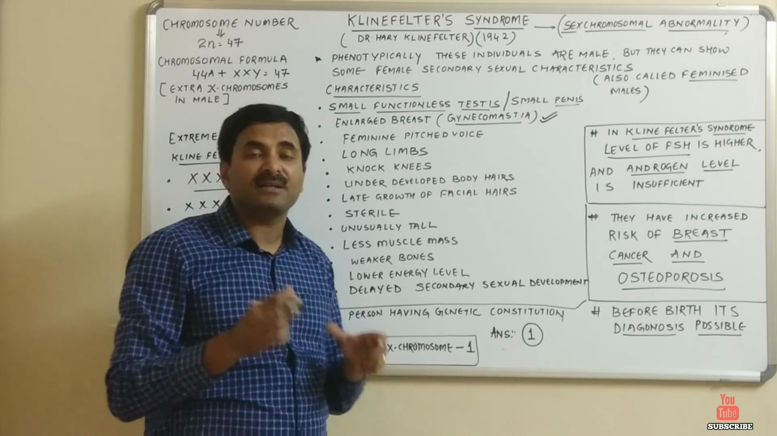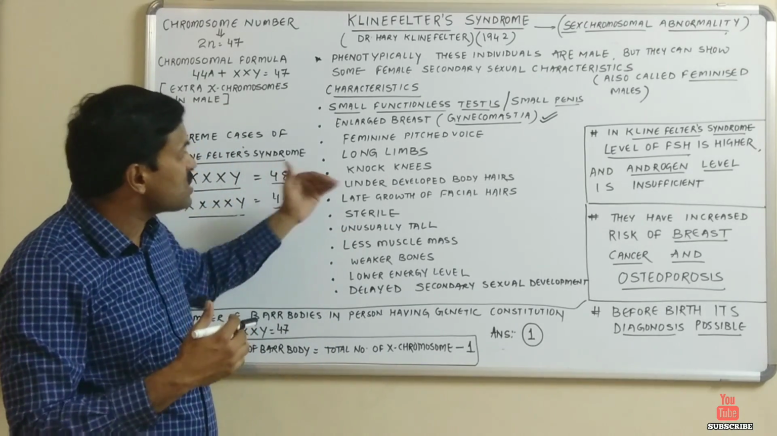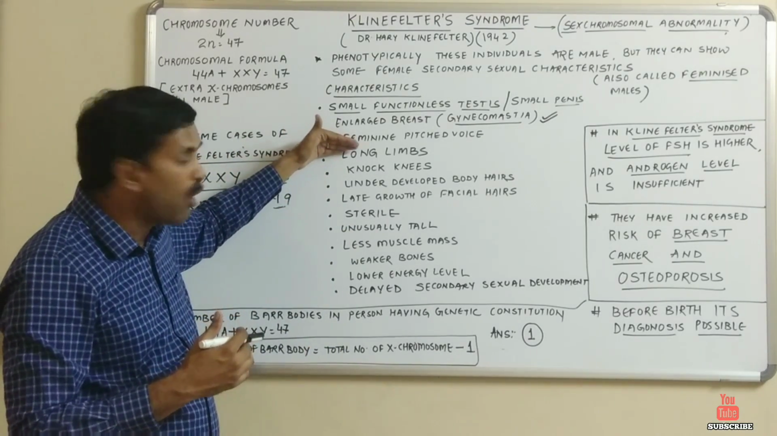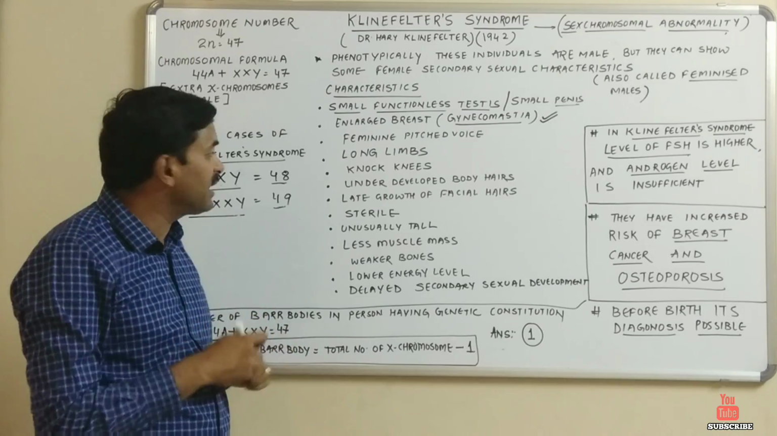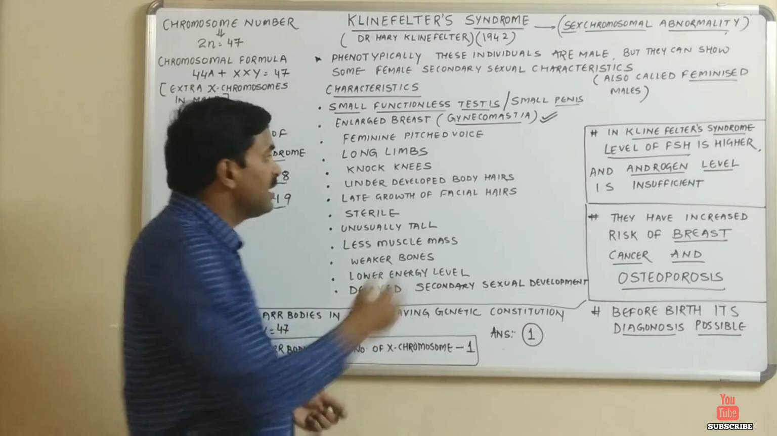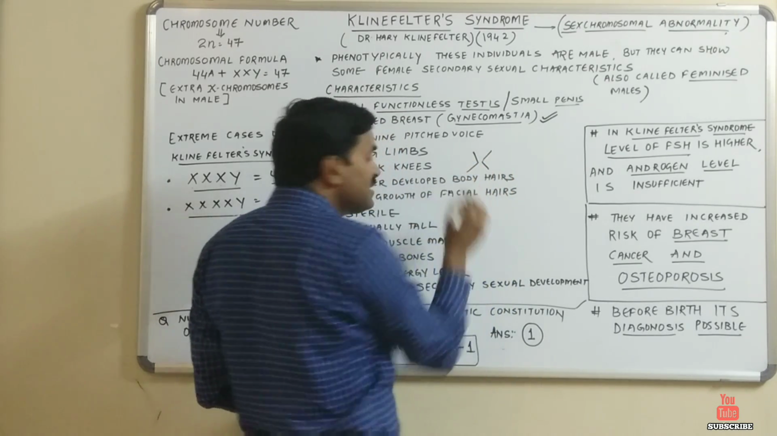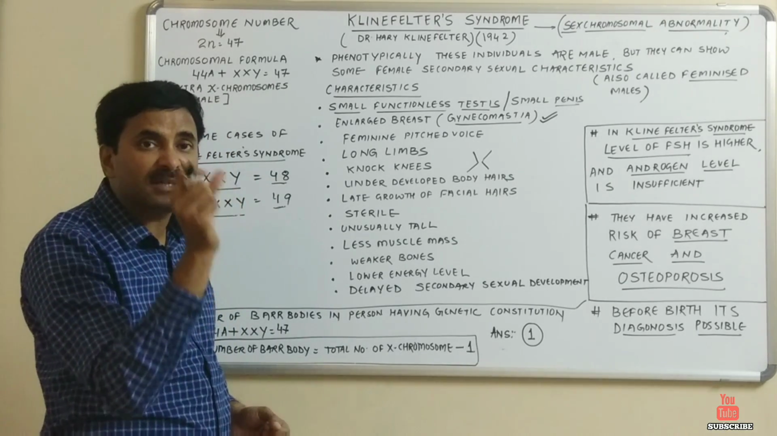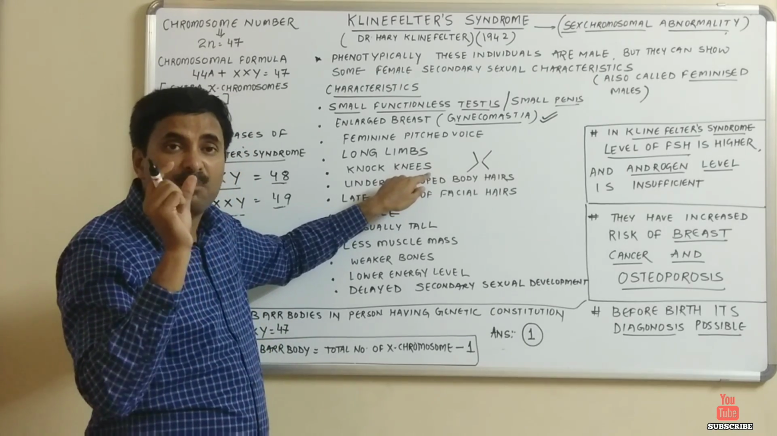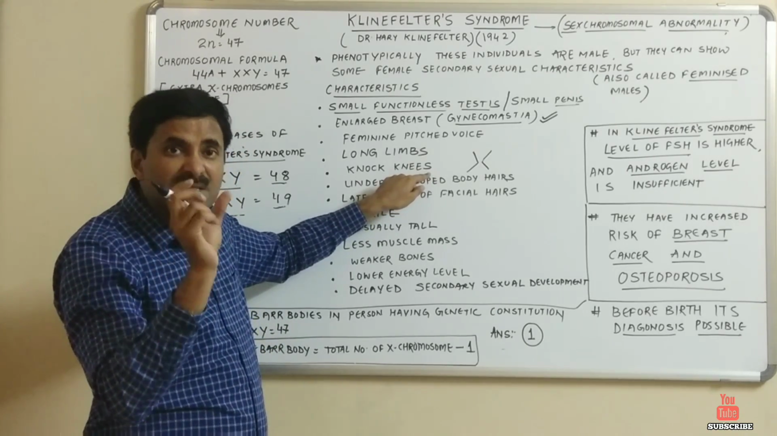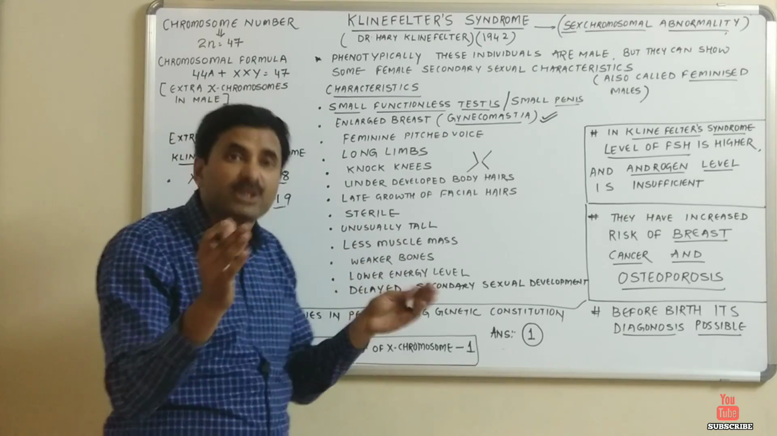Basically, it is seen that the limbs, particularly the hind limbs, are extraordinarily long, and they have knocked knees. Now the question arises, what do we mean by knocked knees? We mean that the distance between the two knees is short in the Klinefelter syndrome male, and it is a feminine character. The big difference between a male and a female is that females have less distance between the knees, while males have more distance between the knees.